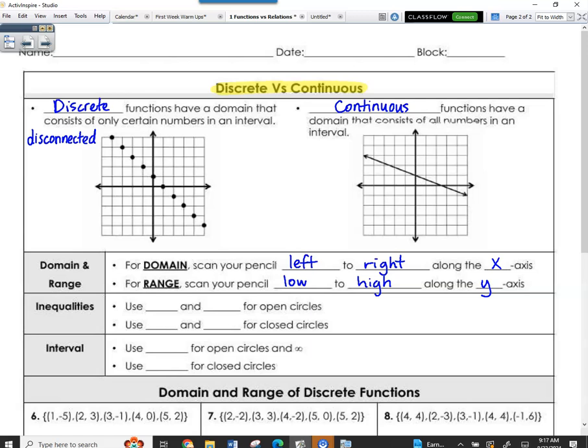What type of inequality signs do we use for open circles? Do you remember? Fill this in. Less than or greater than. Yes. Then write the type of inequality signs that we use for closed circles. Less than or equal to, or greater than or equal to. Yes.